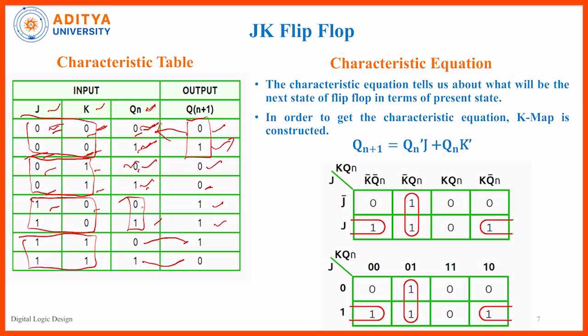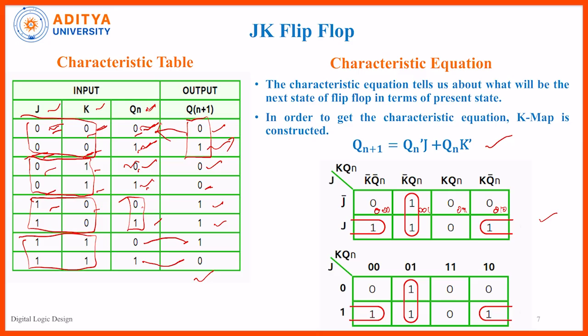So likewise we can construct this characteristic table. Now coming to the characteristic equation, so this is the characteristic equation. This we will get with the help of the K-maps. If we consider the last column, this is an 8-box K-map: 000, 001, 010, 011, 100, 101, and so on, with the 0 1 3 2 representation and 4 5 7 6.